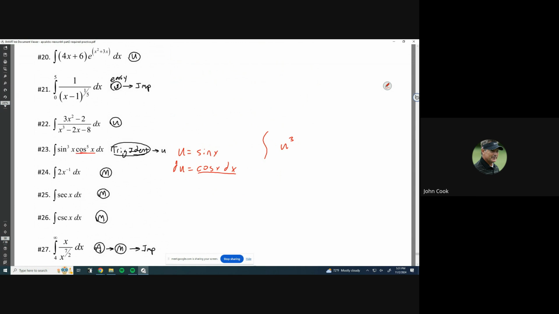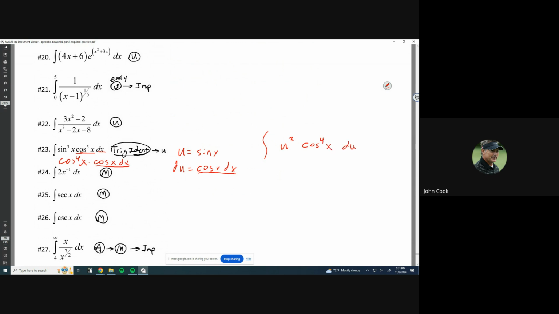And I get a cosine from this one, right? Because cosine to the fifth is the same as saying cosine to the fourth of x times cosine of x. And then I've got that dx there. So that cosine of x dx, right there, becomes a du. So cosine to the fourth is still left over, though. That's kind of a problem.